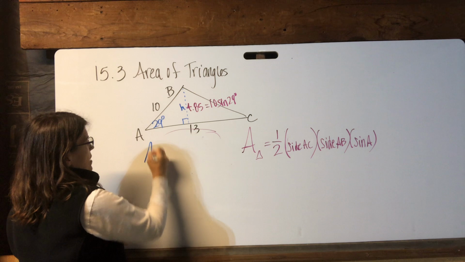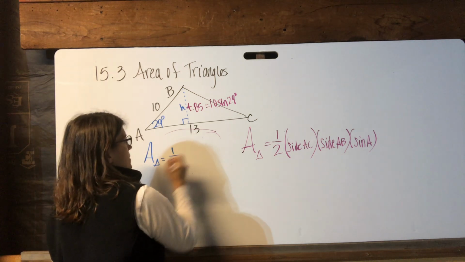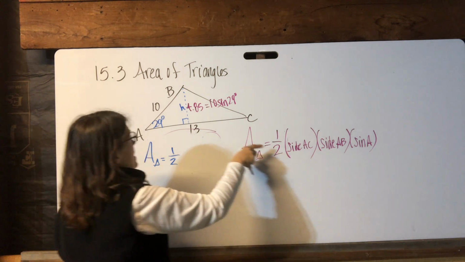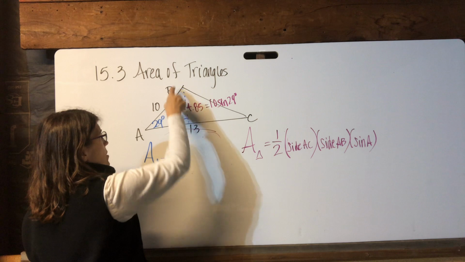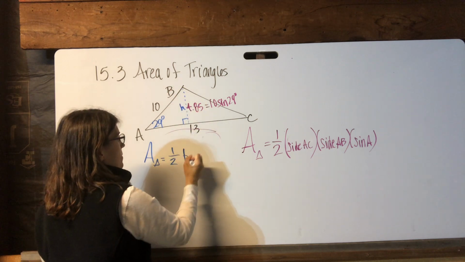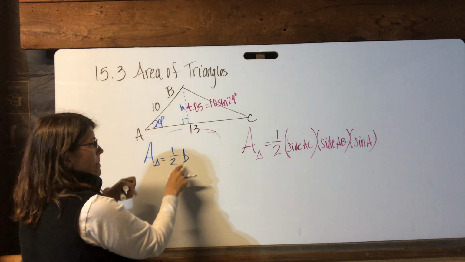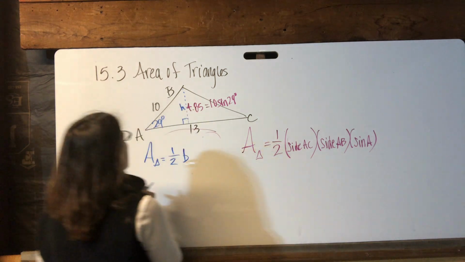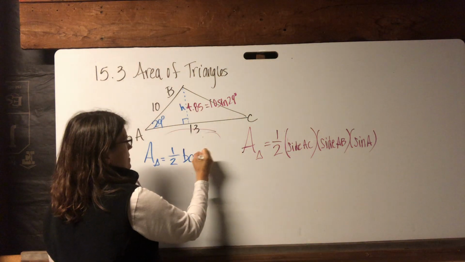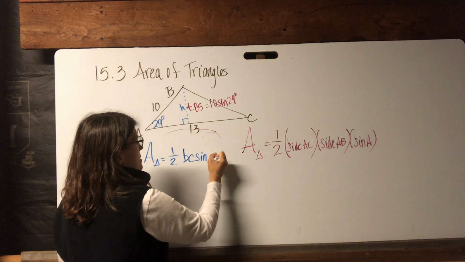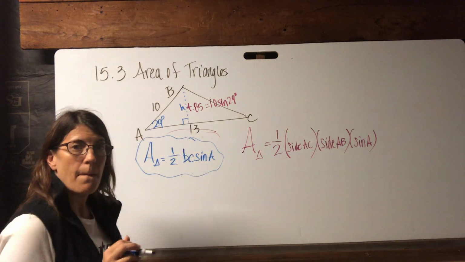Let's do it here. So the area of a triangle is 1/2 side AC, which is known as B, times side AB, which is known as C, times the sine of angle A.